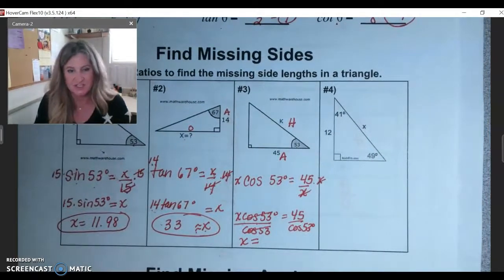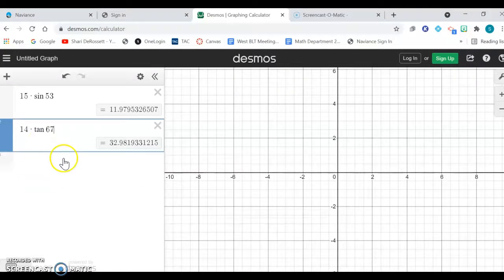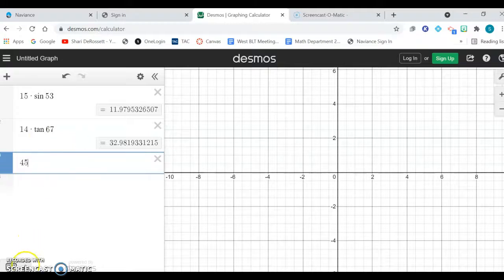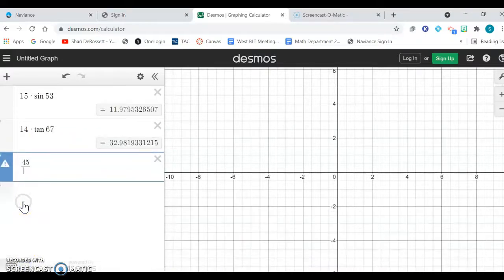So for this one, I'm just going to use Desmos. I'm not going to show you on the graphing calculator, but you kind of know how that goes. So I'm going to type in 45. I'm going to have to go down here, get my keyboard, divided by, exit out of there, and I want the cosine of 53. And it gives me that answer. And this time we'll go to the nearest hundredths, 74.77. Okay?